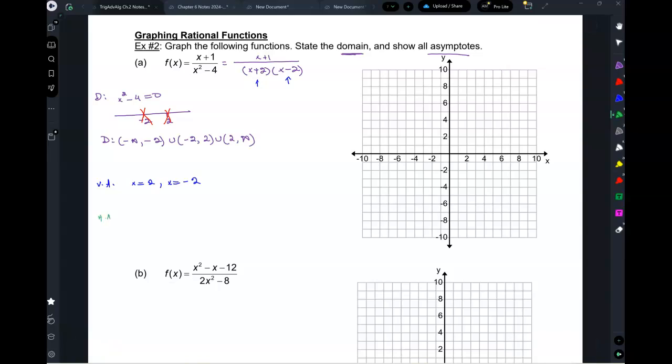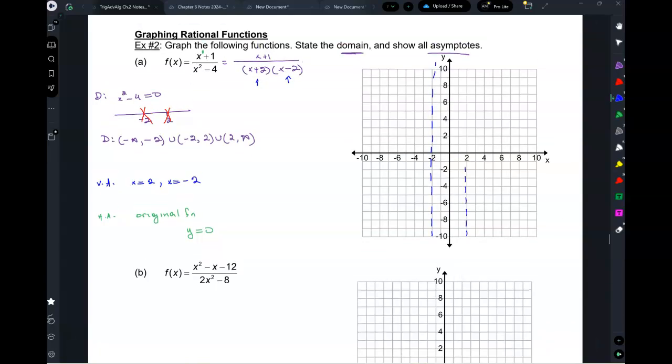Okay, horizontal asymptote. Look at the original function. So this is an exponent of 1, this is an exponent of 2. Where would be the horizontal asymptote? Y equals 0. Okay, so take a look. We have an asymptote at x equals -2, x equals 2, and then y equals 0.